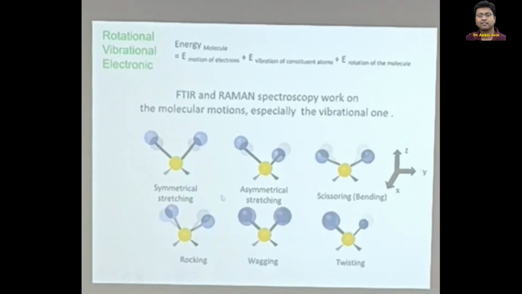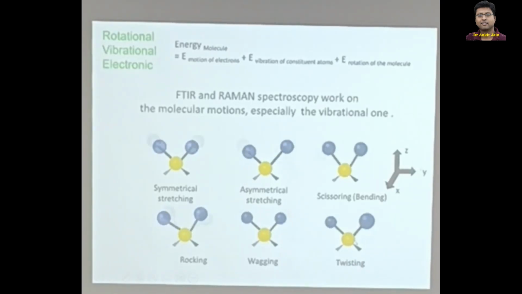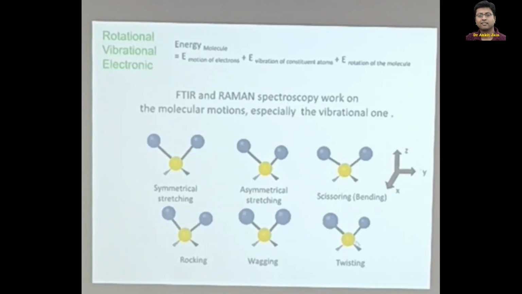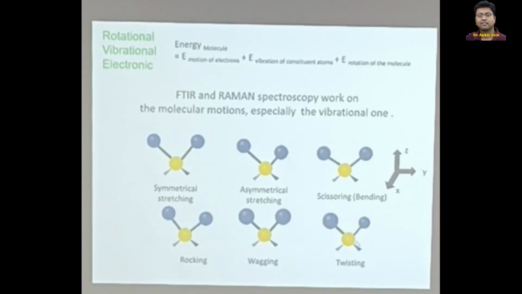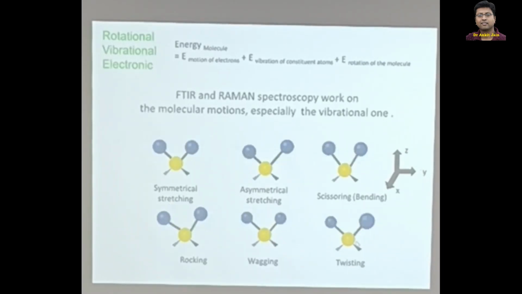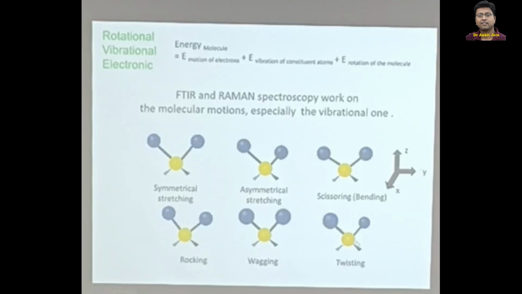So these four are in plane, in our ZY plane. But as soon as we talk about our wagging and twisting modes, they are all out of plane. Wagging mode is like a dog wagging his tail, so it's coming out of our board. This is the wagging mode, and twisting mode again has a phase difference. So with phase difference and without phase difference, it will tell you whether it is symmetric or asymmetric.